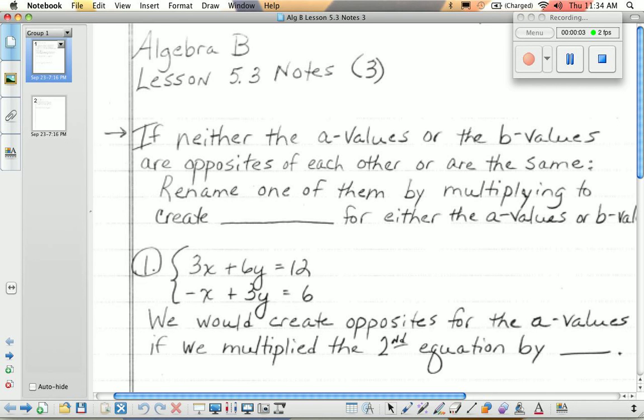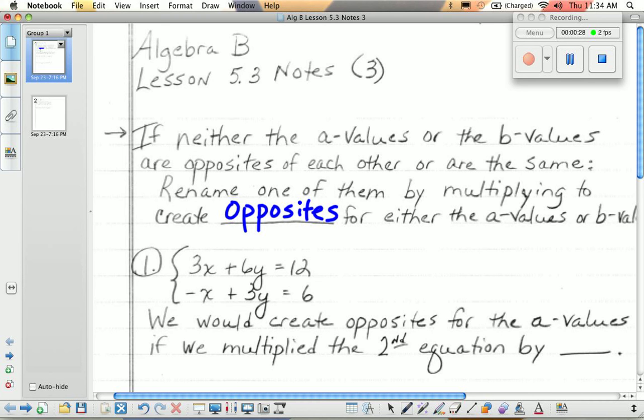Okay, so if neither the A values or the B values are opposites of each other or are the same, two situations we've had so far, then we need to rename one of them by multiplying to create our opposites. Again, we're always trying to create opposites. That's still the main goal.